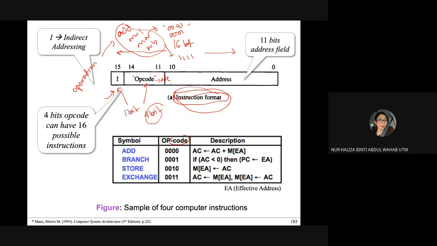And because you already occupy 1 and 4, you have 16 bits. That's why your address will be 11 bits. You add 1 plus 4 plus 11. How many will you get? Sorry, 4. 16 bits.